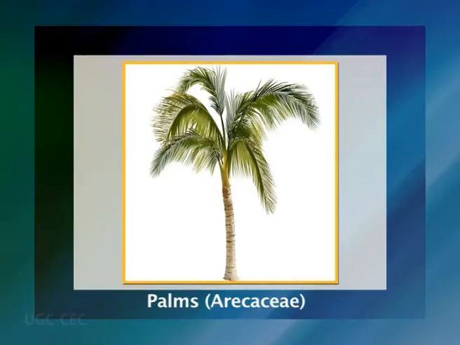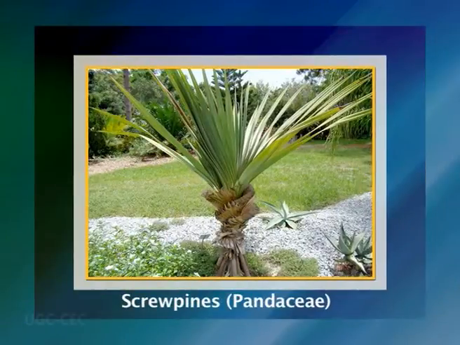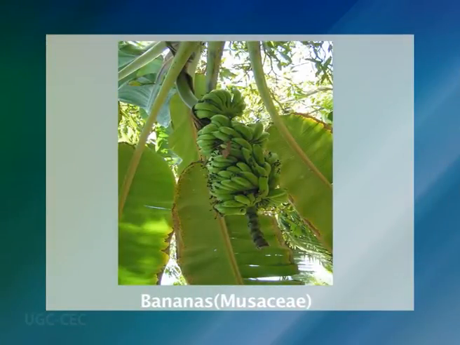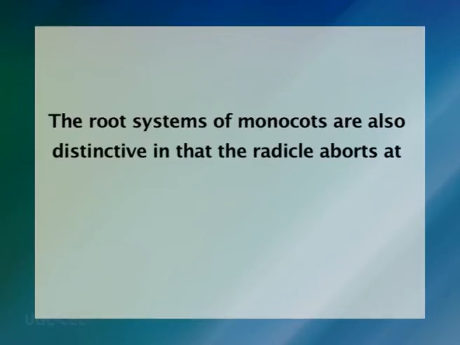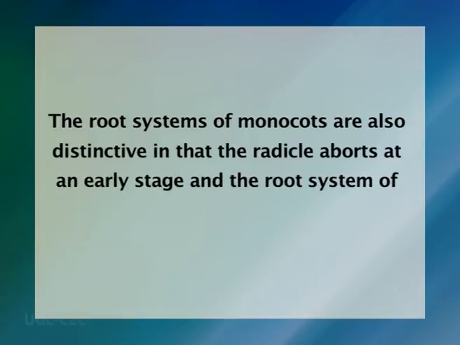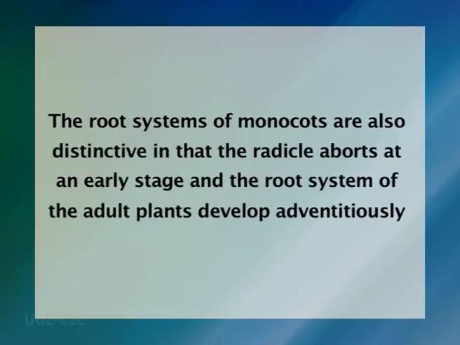Other monocot trees such as palms belonging to the family Arecaceae, screw pines, Pandanaceae, and bananas, Musaceae, are incapable of adding new bundles. Thus, in strict sense, these trees are merely overgrown herbs. The root system of the monocots is also distinctive in that the radicle aborts at an early stage and the root system of the adult plant develops adventitiously.